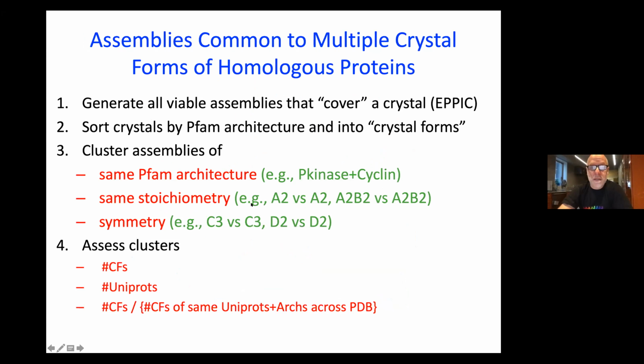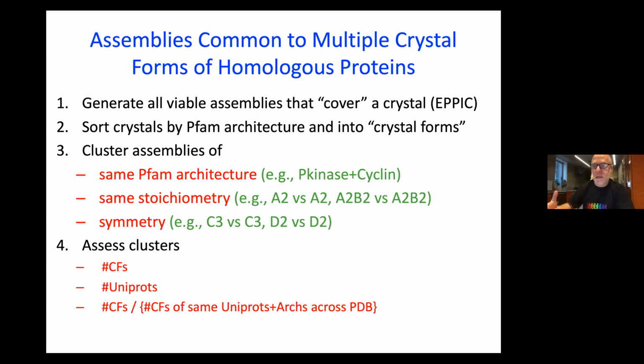And so how do we do assemblies? Interfaces were easier, assemblies are harder. And the way we've done that is, again, we're looking at multiple crystal forms of homologous proteins. And we want to figure out what are all of the assemblies and how would we cluster them. So the first step is to generate all viable assemblies that cover a crystal. And we're using Jose Duarte's data from the EPIC website. And he derives assemblies that make up an entire crystal.